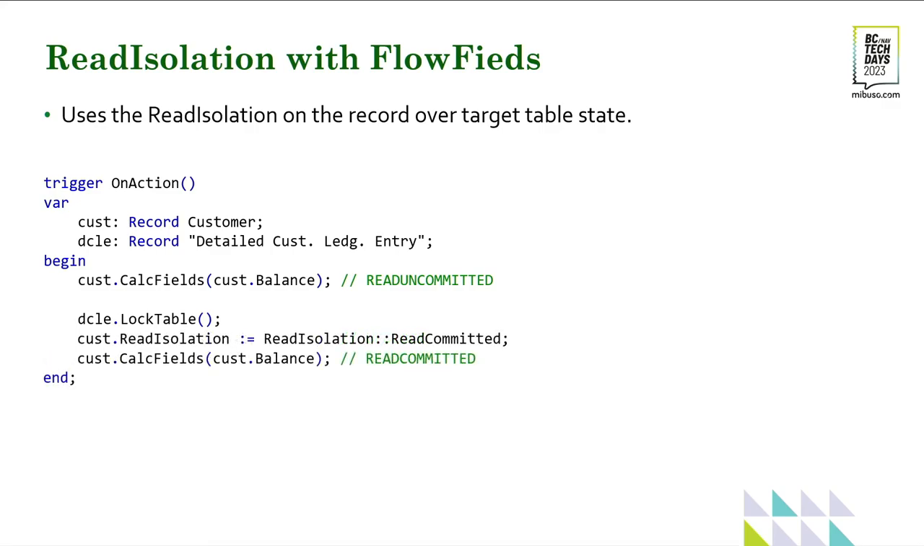But how would you specify this on the customer record instance? Because it pertains to the record instance, but we saw previously that it's actually the table you're reading on, the state, that defines it. So we had to say, okay, flow fields behave a bit differently than we generally say when you're using read isolation. So the read isolation that you specify on the record instance also counts for flow fields. So you can also overwrite the flow field behavior, even though someone has called LockTable on it. You can also overwrite that with record read isolation.